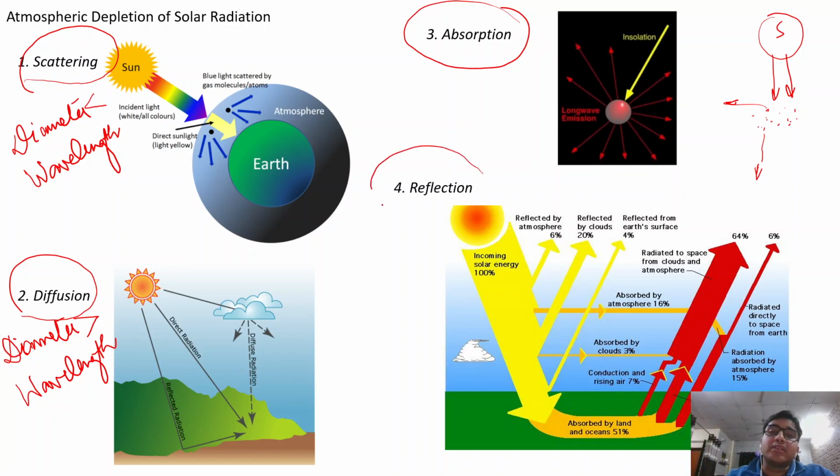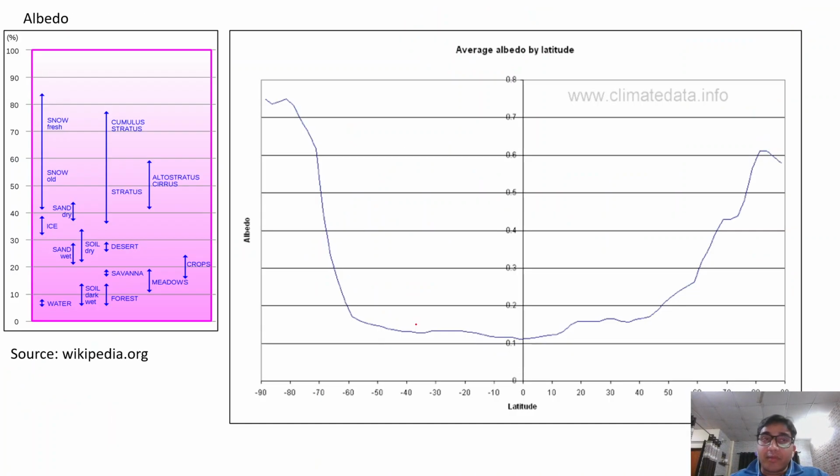And the fourth one is the reflection. We all know that sometimes when the light hits a surface, then some part of it is reflected back also. So the atmosphere reflects back the light, clouds reflect back the light, earth's surface reflects back the light, snow reflects back the light. So this phenomenon of reflection of light is also referred to as albedo. Let us see what albedo is.